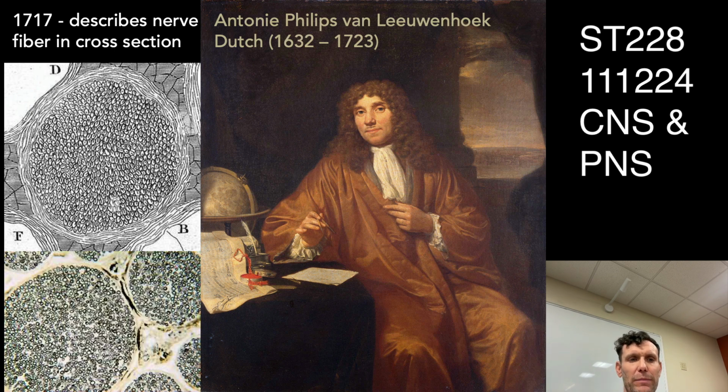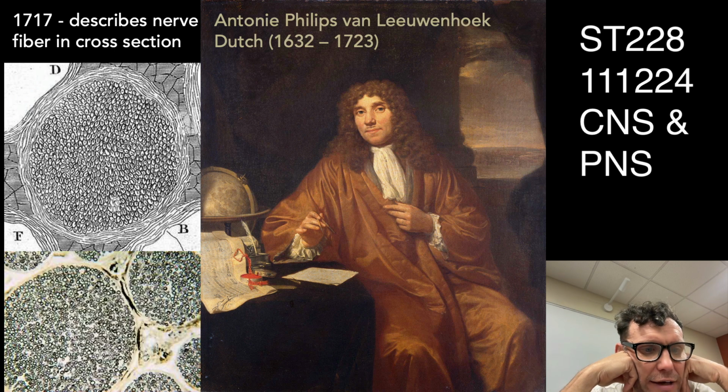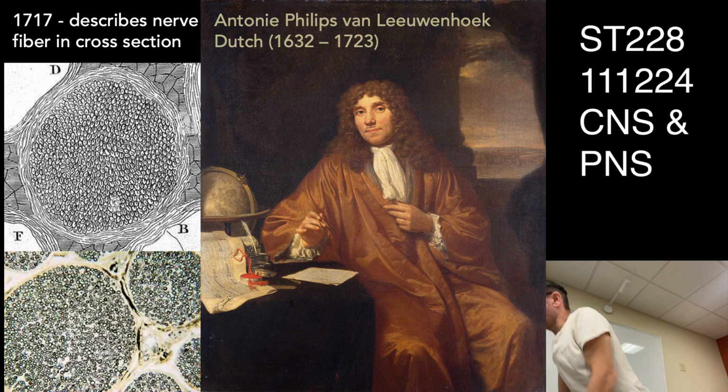Okay, this guy a little bit more dedicated to his shaving. Van Leeuwenhoek, we've talked about him numerous times in terms of his microscopic anatomy. And he was the first person to really get a good depiction of a nerve fiber in cross-section. This is what we see here. And as you look at this, this is actually a pretty remarkable drawing.